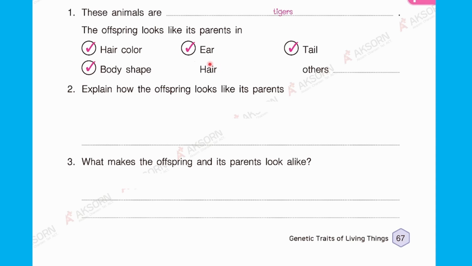Hair. Okay, this is different to this hair. This one is for the length of the hair. Is the hair long? Is it short? Is it straight? Is it curly? So they all have the same kind of length of hair and it's all straight hair. So we can tick for hair.